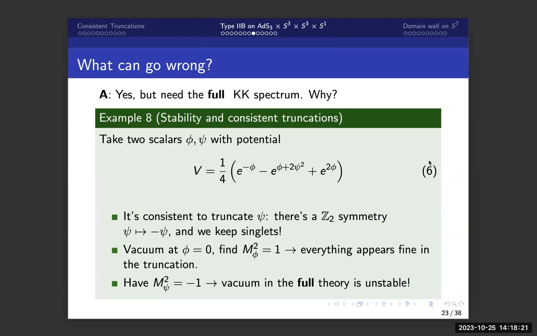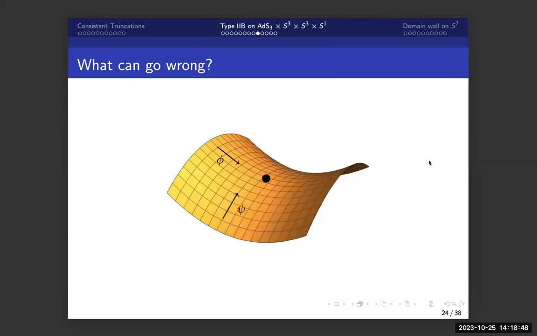Then you find that in the reduced theory, there's a vacuum at phi equal to 0. If you compute the fluctuations along this phi direction, you find that they have positive mass squared, and so everything appears okay. But if you look at the vacuum in the full theory with both scalars, you find that the fluctuations along psi actually have negative mass squared. And so you're not really at an honest minimum of the potential. If you only keep phi, you look like you're at a minimum. Then once you go to the full theory and do perturbations along psi, you find that really you're at a saddle. And so this breaks.